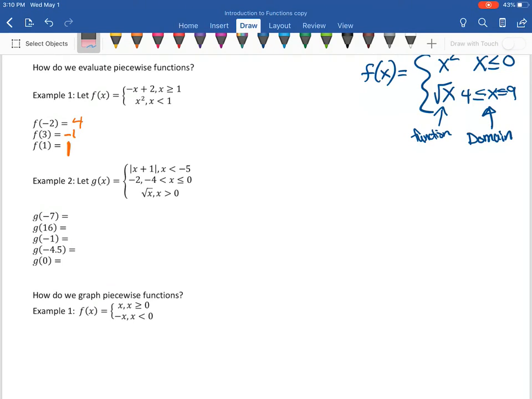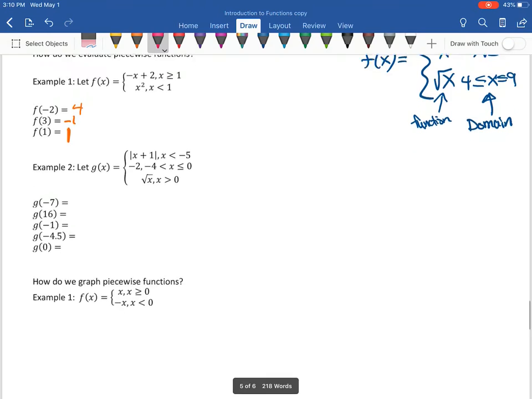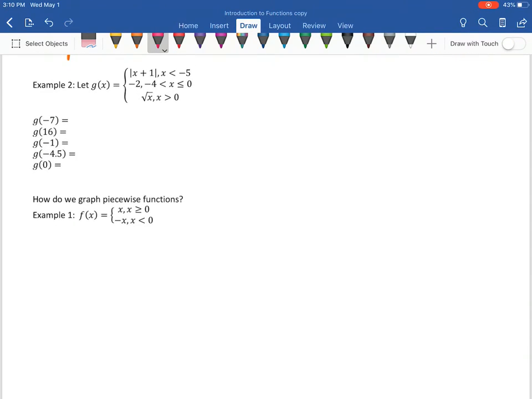Okay, second example. For the first piece, I have all the values of x that are less than -5. For the second piece, I have all the values of x that are between -4 and 0, including 0. And on the last piece, I'm looking at the interval where x is greater than 0.